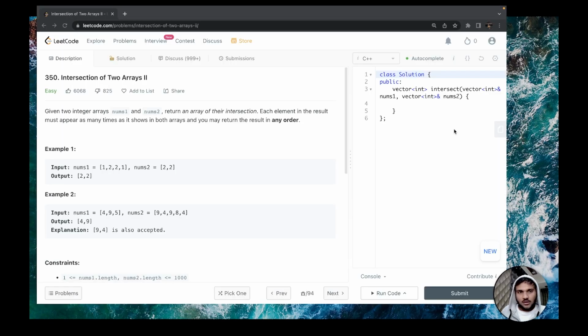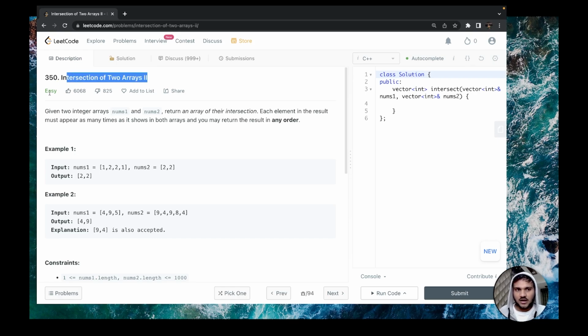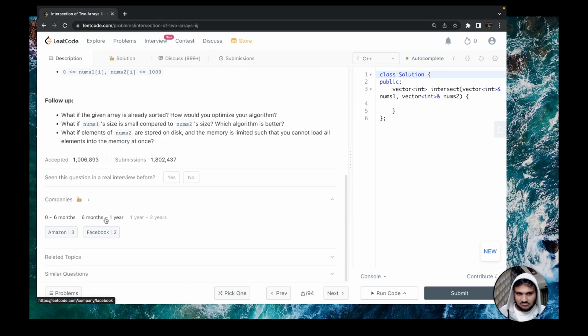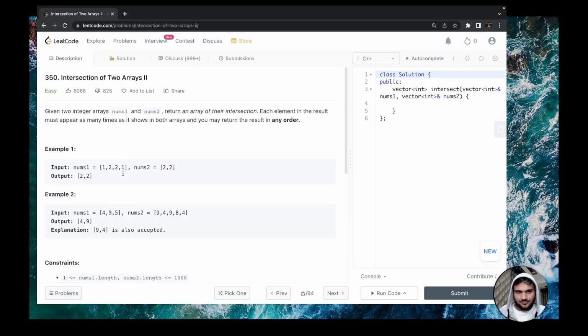So this is a new problem coming in front of you from LeetCode, problem number 350, intersection of two arrays, marked as easy. I will say it is also easy. More than 6,000 upvotes and previously asked in multiple companies: Amazon, Facebook, Uber, Bloomberg, Adobe, LinkedIn, Nutanix, Google, Apple, right?